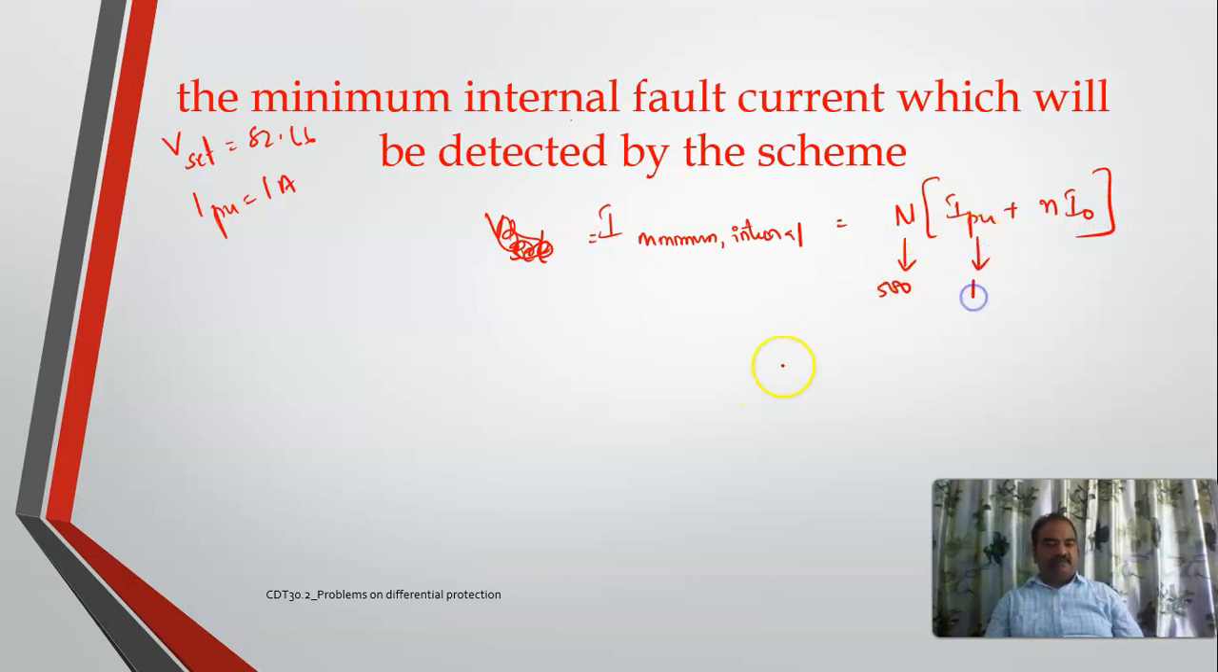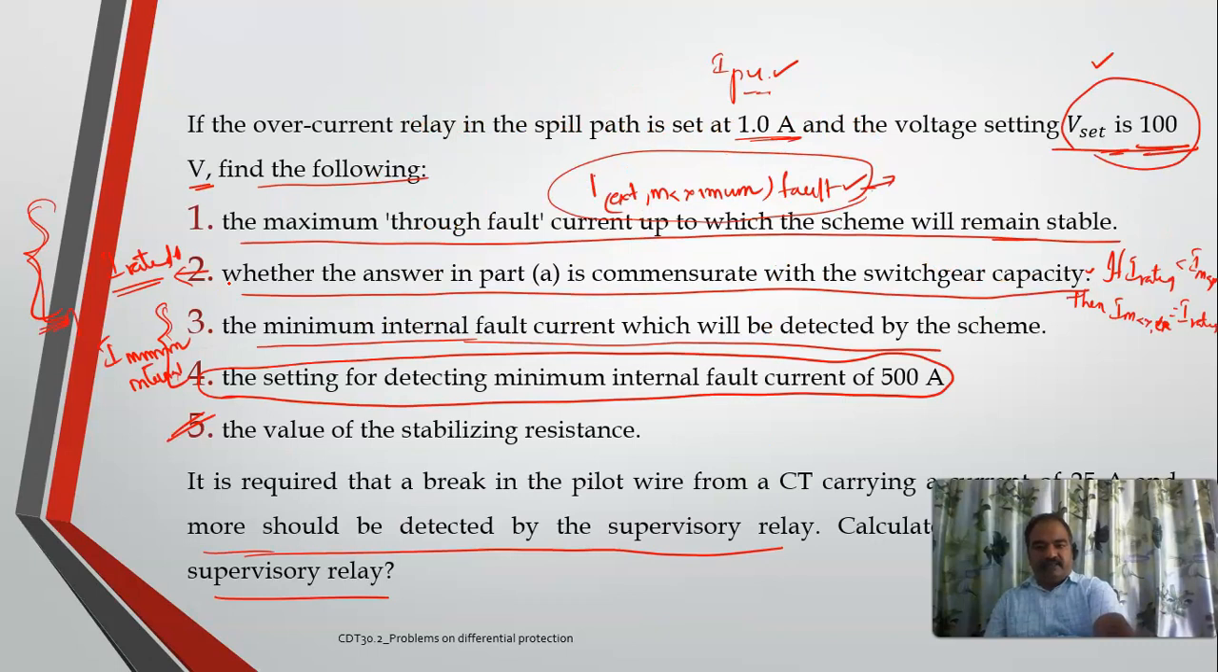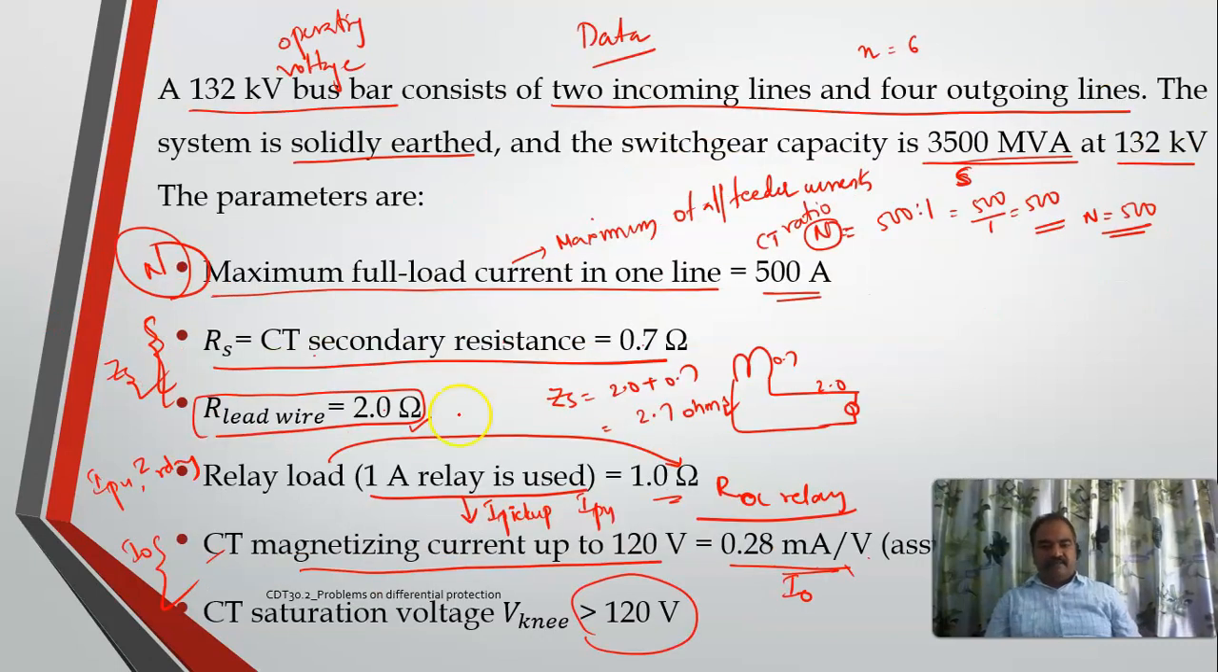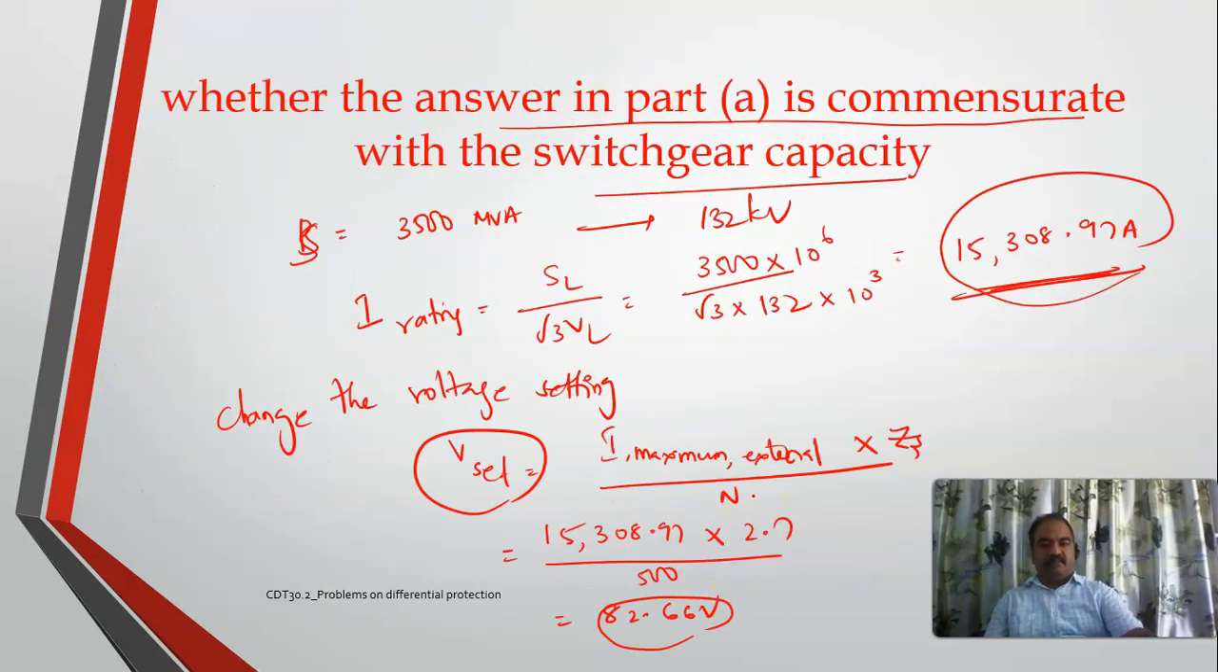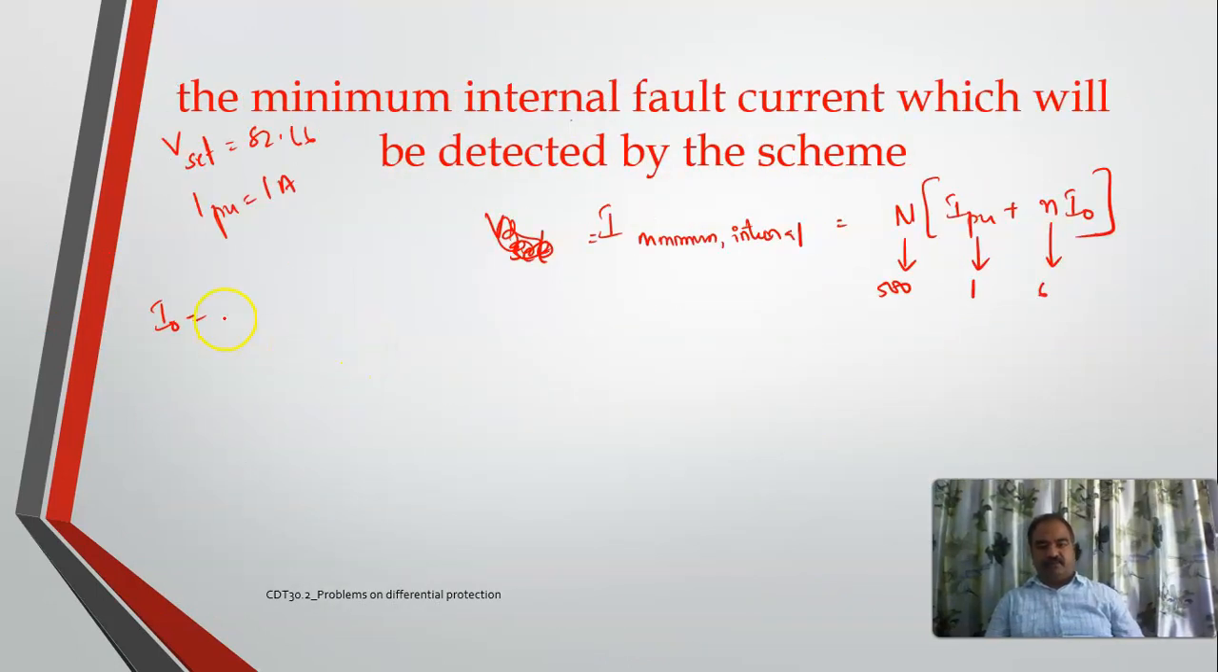This pickup value is 1. Total number of feeders is 6. I naught, we do have it. I naught is given up to 0.28 milliamperes per volt. Right, 0.28 milliamperes per volt.